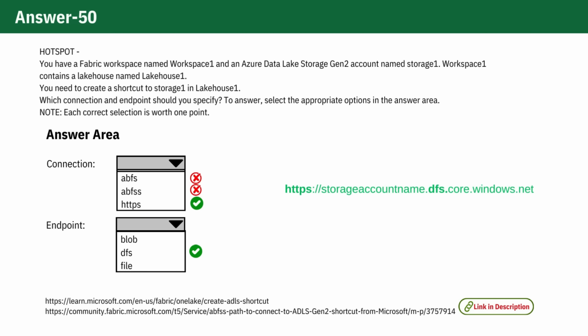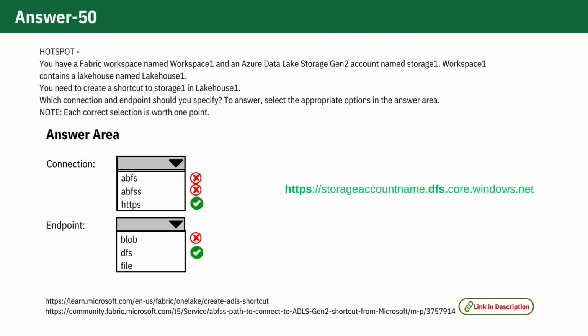The endpoint DFS is correct because Data Lake Storage Gen 2 supports the hierarchical namespace, which is crucial for data lake storage operations, enabling better performance for directory management and file operations. Blob is incorrect because the Blob endpoint is generally used for Azure Blob Storage, which does not support the hierarchical namespace capabilities needed for optimal data lake operations. Using this endpoint would not leverage the full features of Data Lake Storage Gen 2 and could lead to limitations in managing and organizing data efficiently.